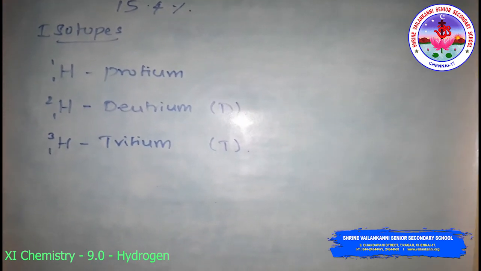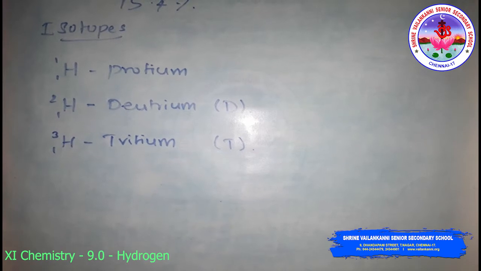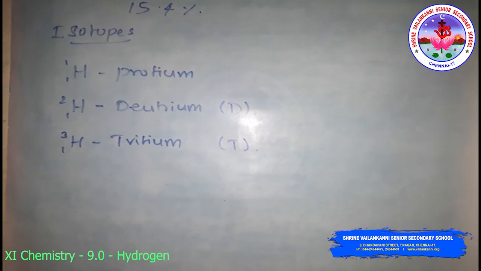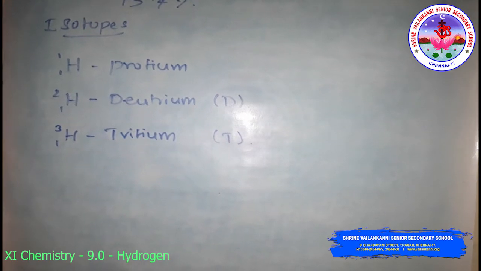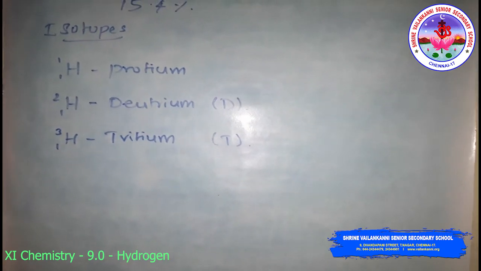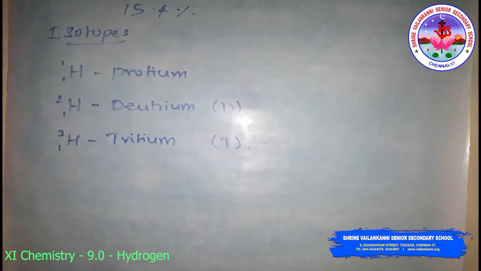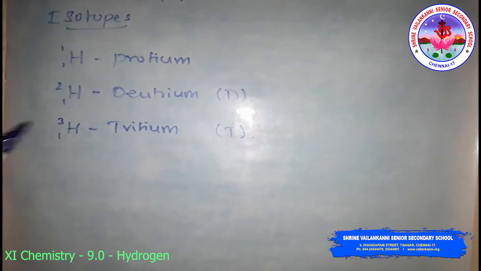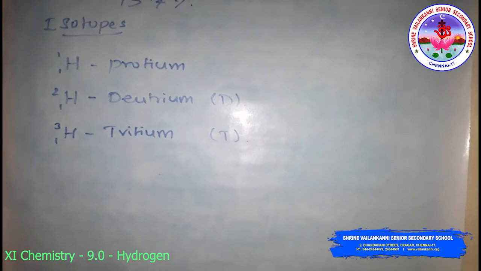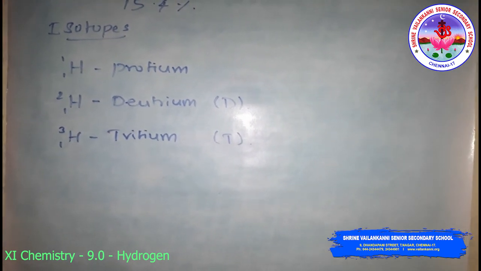These isotopes differ from one another in respect of the number of neutrons. The ordinary hydrogen, that is protium, has no neutrons. Deuterium has one, and tritium has two neutrons in the nucleus.